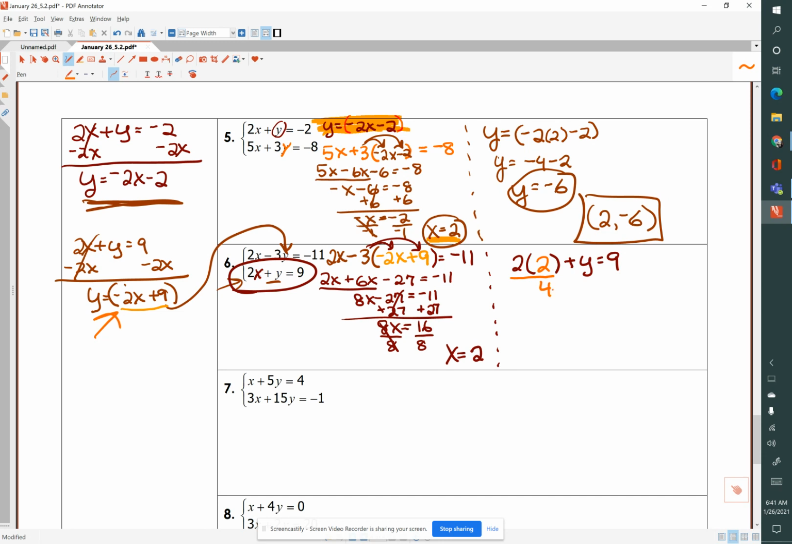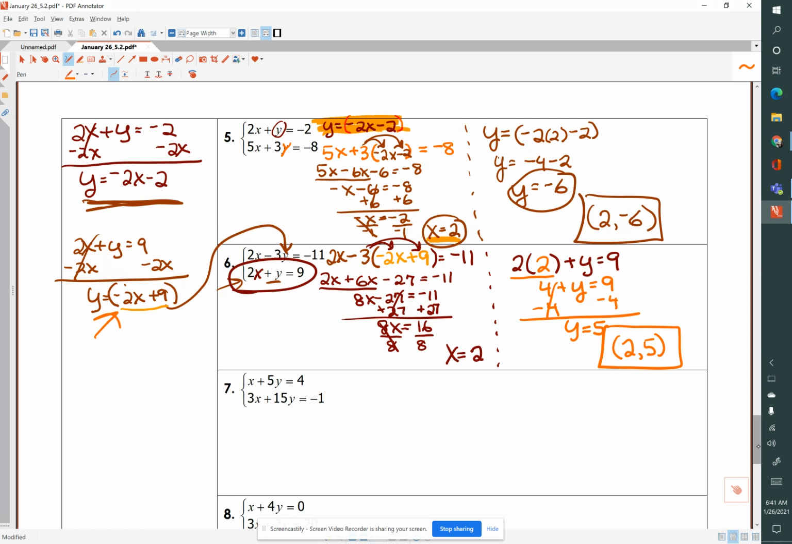2 times 2 is 4, plus y equals 9. And I subtract 4 from both sides, and y equals 5. So I've got an ordered pair of (2, 5) as my final answer.